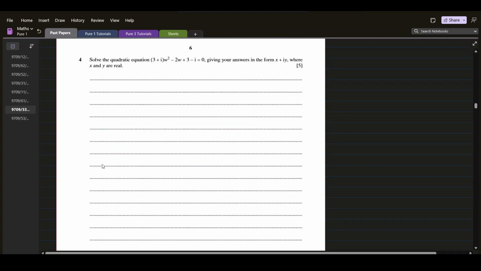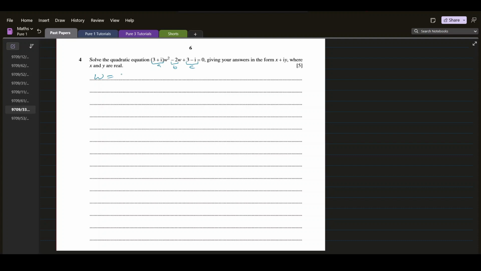Number 4. Solve the quadratic equation 3 plus i times w squared minus 2w plus 3 minus i is equal to 0, giving your answers in the form x plus iy, where x and y are real. So this is a quadratic equation, but it has imaginary roots, so that means that we're going to solve this using the quadratic formula. So w is equal to, in this case, this would be a, and this would be b, and this would be c.